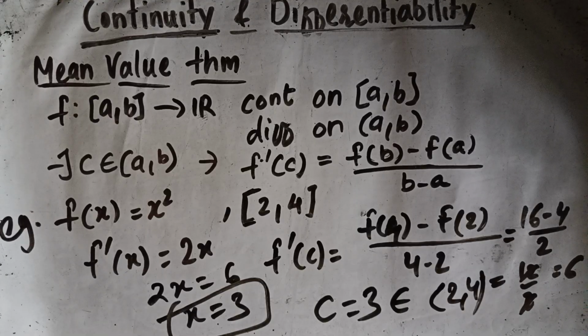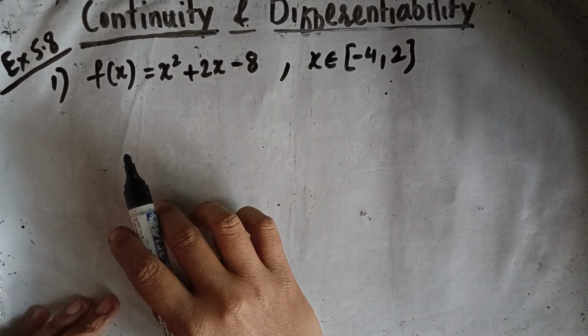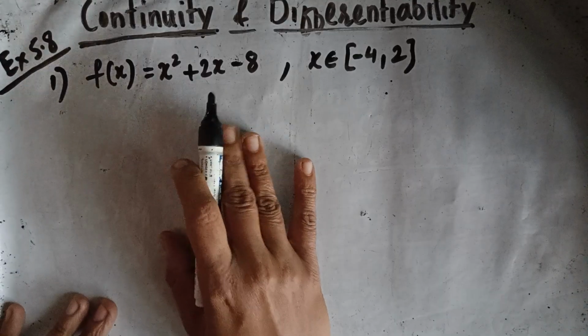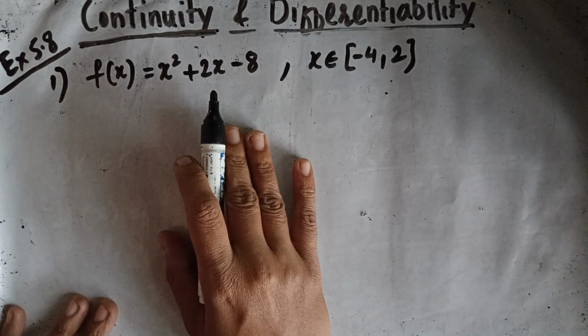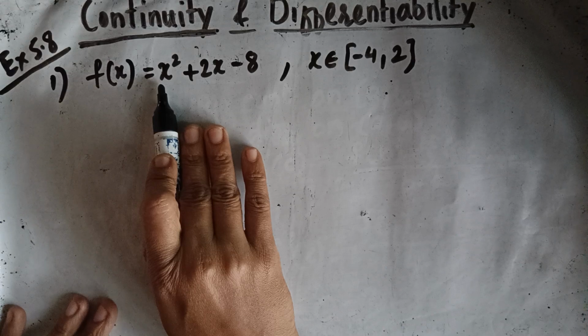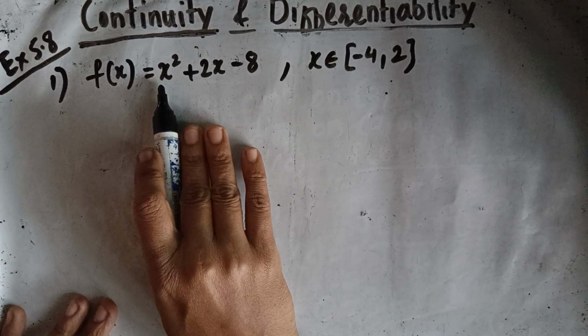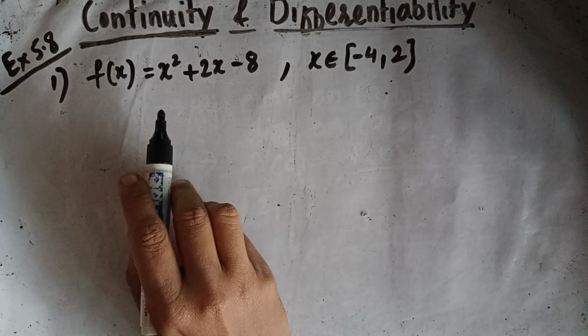That's all. Now exercise 5.8, first question. We have to verify Rolle's theorem for this function. So Rolle's theorem, it is a polynomial, right? Quadratic equation. So this is a polynomial. Polynomial function is always continuous and it is also differentiable.